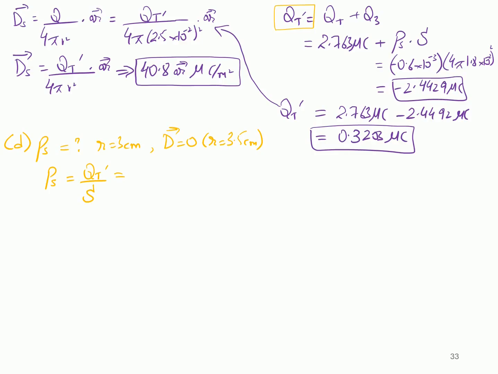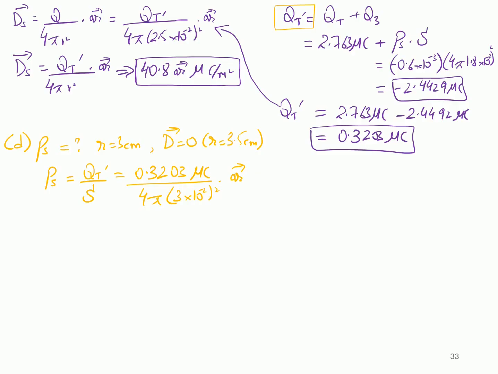The value of this is 0.3203 microcoulomb, divided by the area of the sphere, which is 4 pi r squared, and r squared in this case, since I need to find it at r equal to 3 centimeter, is 3 into 10 raised to the power minus 2, whole squared, into a of r. So this should be my equation.